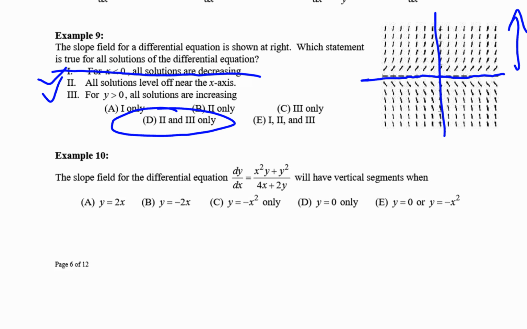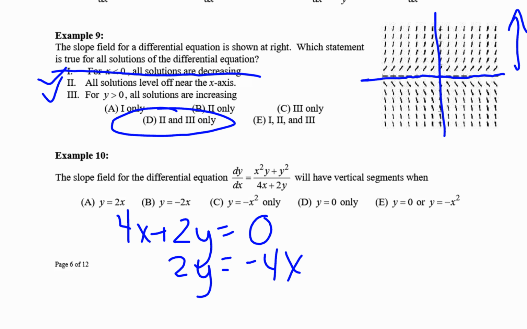All right. The slope field for this differential equation will have vertical segments when? Okay, so the slopes would be vertical when the derivative is undefined, or when 4x plus 2y equals 0, or 2y equals negative 4x, or when y equals negative 2x, which happens to be one of our examples. So you can sometimes have multiple choice questions that are pretty simple if you know what you're doing.